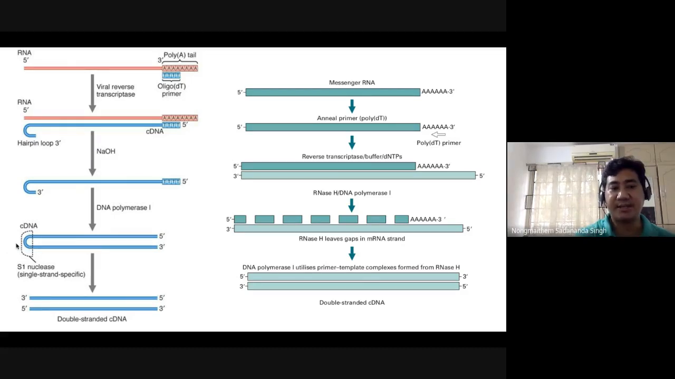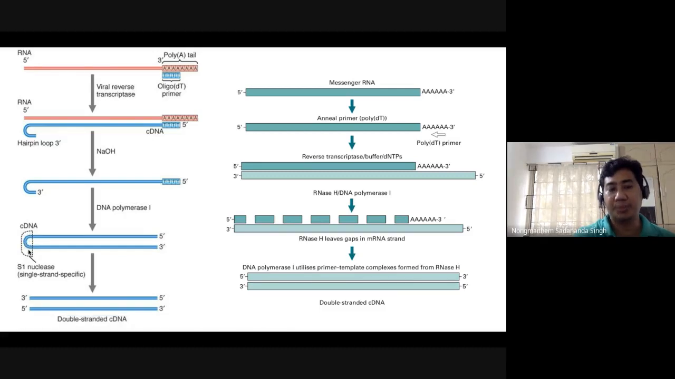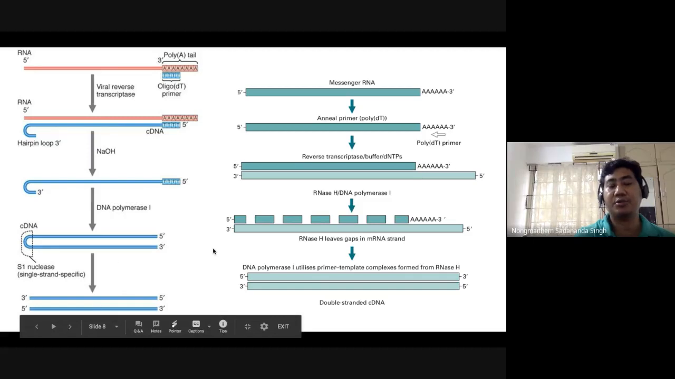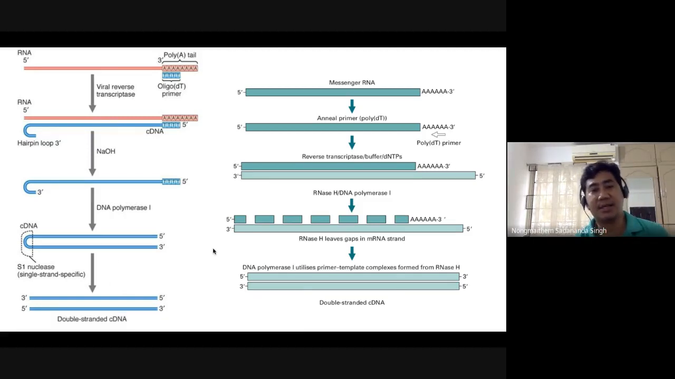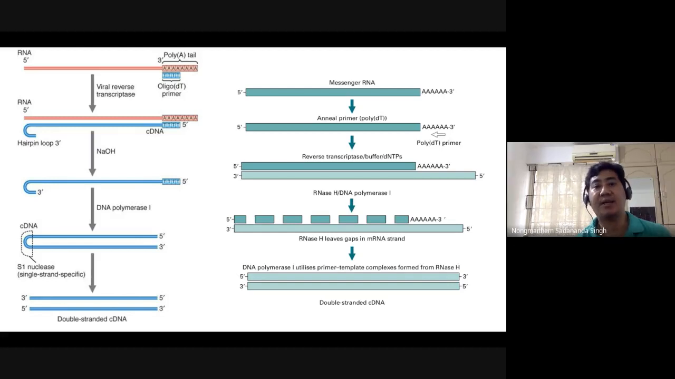So this single stranded DNA can be clipped with S1 nuclease. S1 nuclease is a DNA nuclease which cleaves single stranded DNA but doesn't touch the double stranded DNA. So S1 nuclease digestion will remove this linking single stranded loop. Then it converts into double stranded cDNA. So this double stranded cDNA can be utilized for cloning to generate a cDNA library.